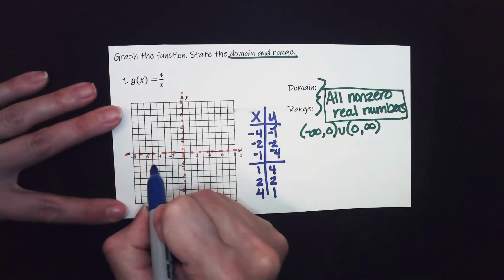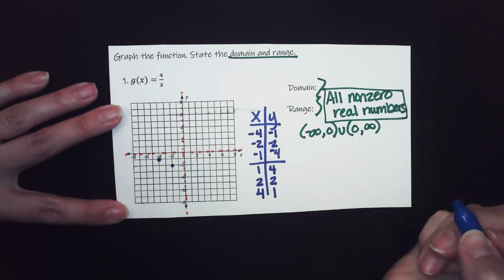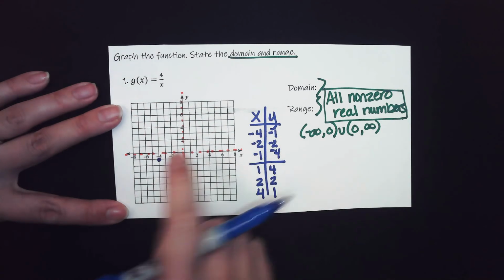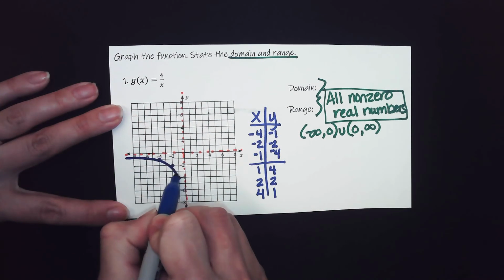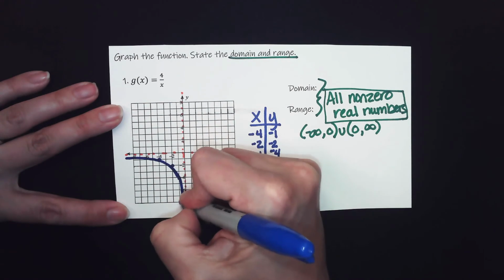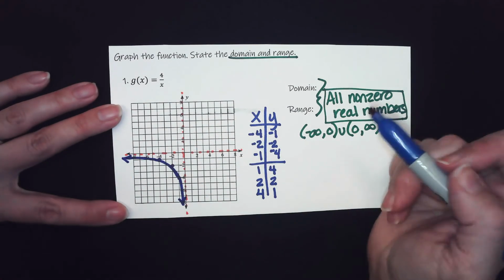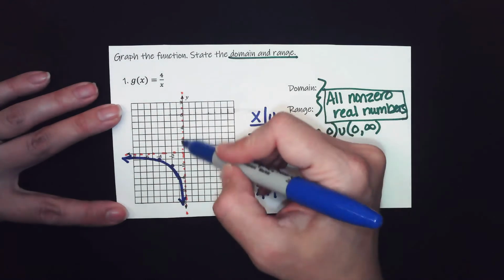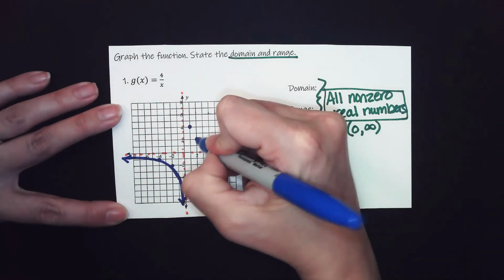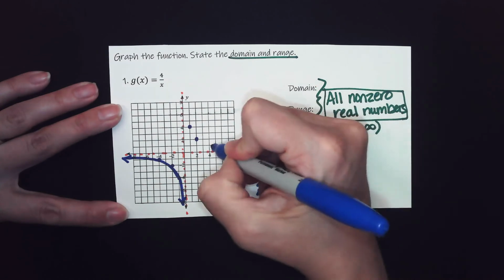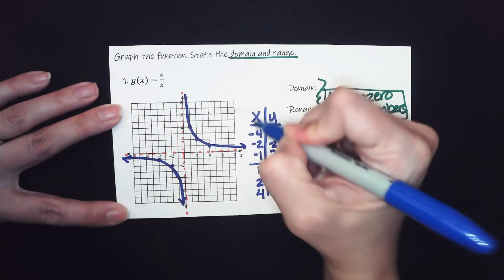If I plot those, negative 4, negative 1, negative 2, negative 2, negative 1, negative 4, you can kind of see the curve here. It's going to come from this asymptote and go towards the other one in that quadrant. And then I still have these points on the other side of the asymptote. So at 1, I'm at 4. At 2, I'm at 2, and then at 4, I'm at 1. And draw your curve in there.